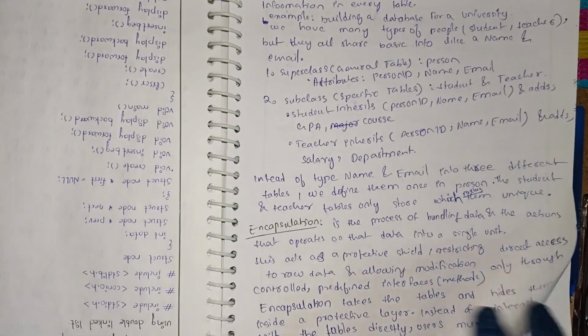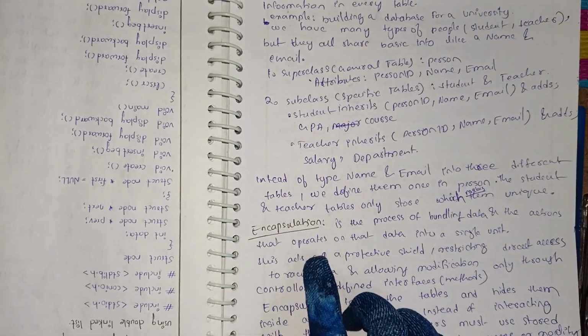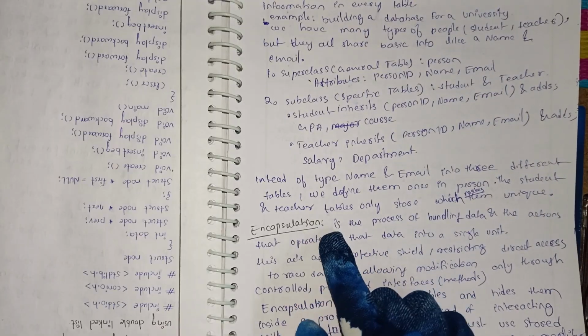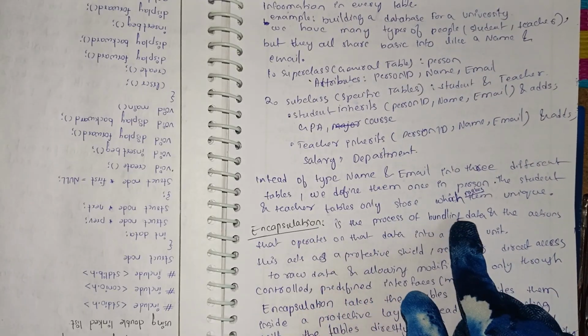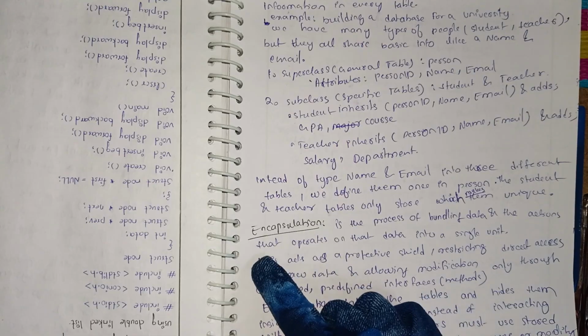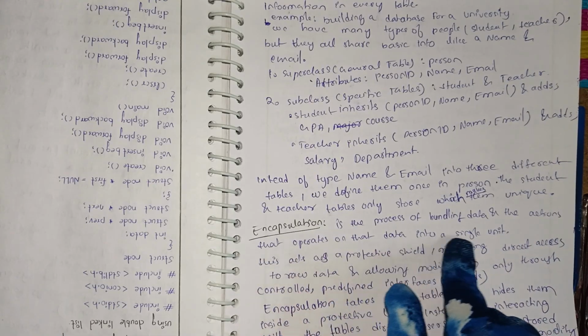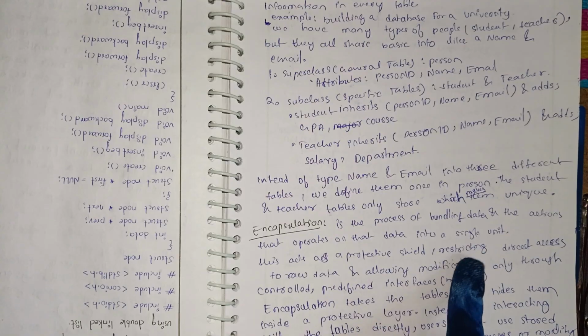And then the fourth feature is encapsulation. In the DBMS, it is the process of bundling data and actions that operate on that data into a single unit.